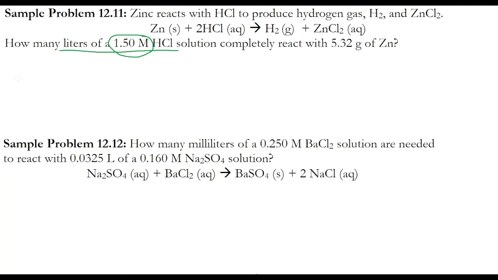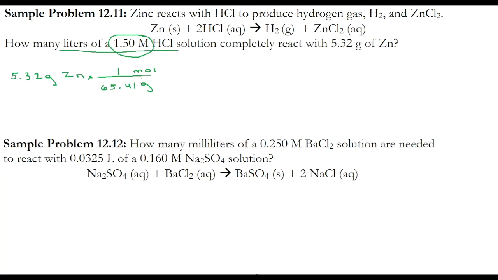So I'm going to start with 5.32 grams of zinc. Since I want to get into liters of hydrochloric acid, I want to get into moles of hydrochloric acid. Well, in order to get into moles of hydrochloric acid, I need to get into moles of zinc. So in order to do that, I'm going to put 1 in front of moles, and I'm going to put the molar mass of zinc on bottom, which is 65.41.